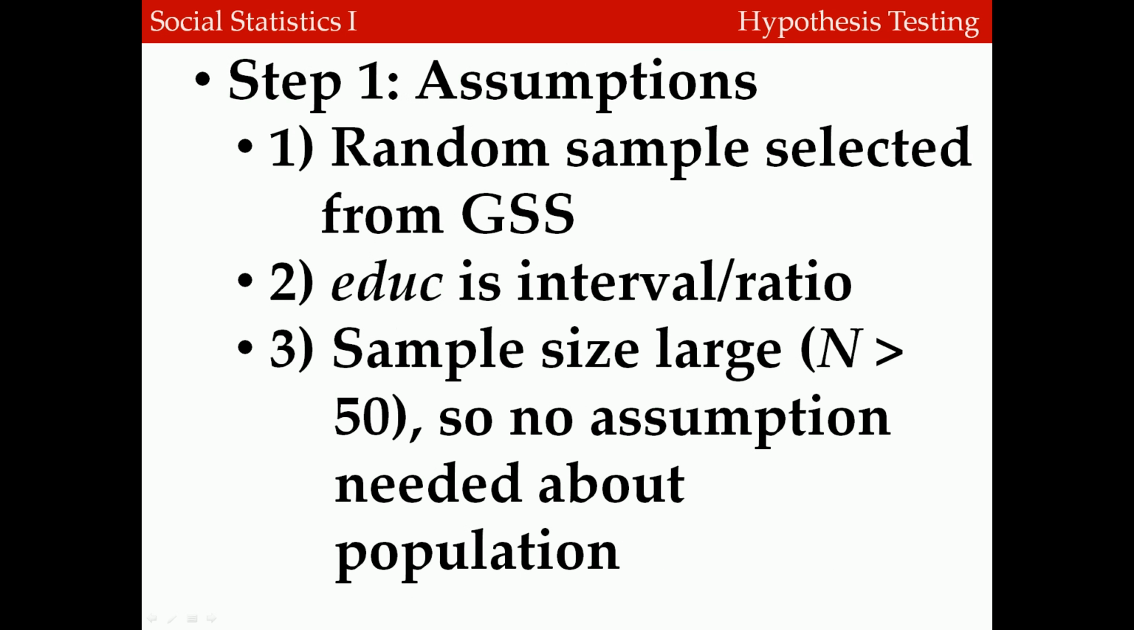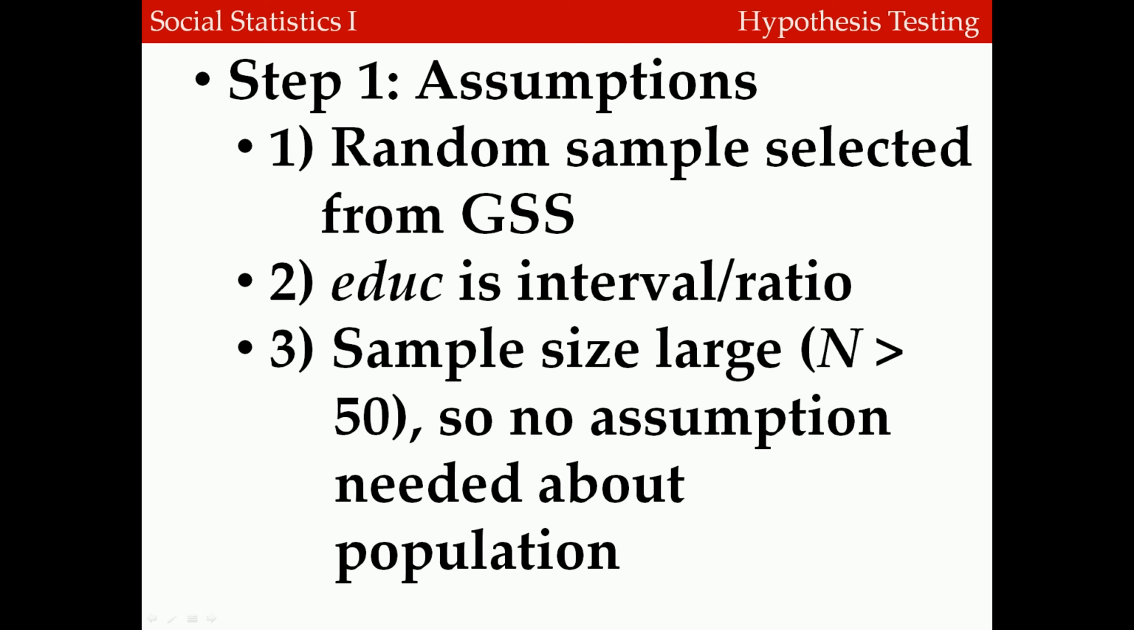Step one is to state our assumptions, so they don't change very much. Again, we assume that there's a random sample from the GSS. We assume that education is an interval ratio variable. And again, we have a large sample size, so we don't need to make any assumptions about the distribution of the sampling distribution. We know based on the central limit theorem that it's normally distributed.